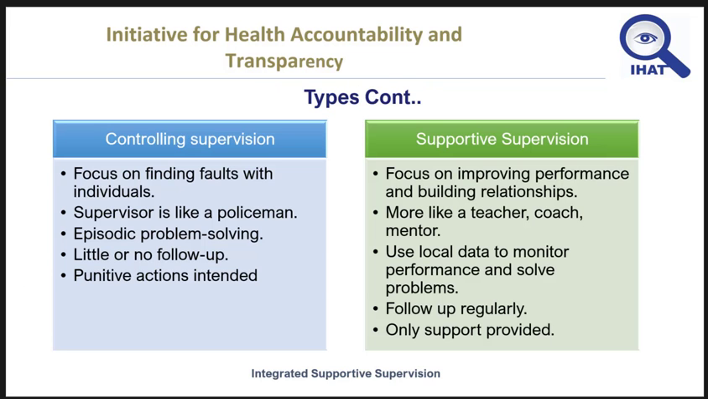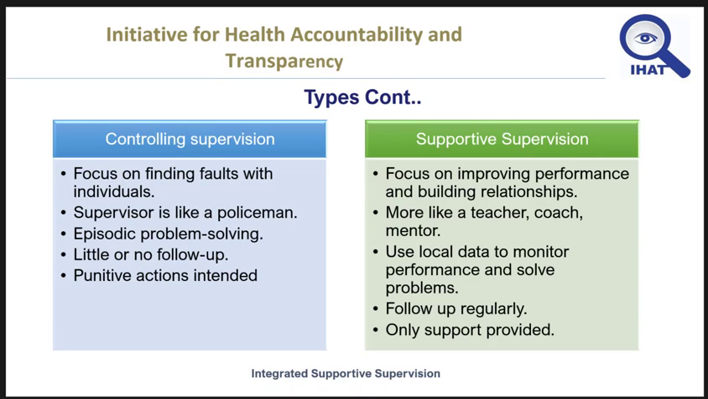Taking a contrast between these two types of supervision, you'd see that controlling supervision focuses on finding faults with individuals, while supportive supervision focuses on improving performance and building relationships. Controlling supervision is a process where the supervisor is like a policeman guarding and watching to see where an employee has gone wrong, while in supportive supervision, the supervisor is more or less like a teacher, a coach, or a mentor.